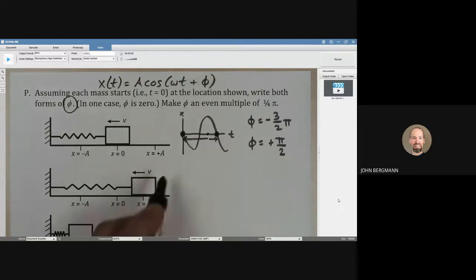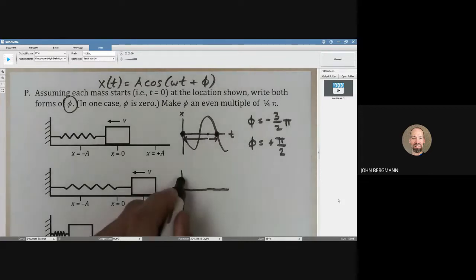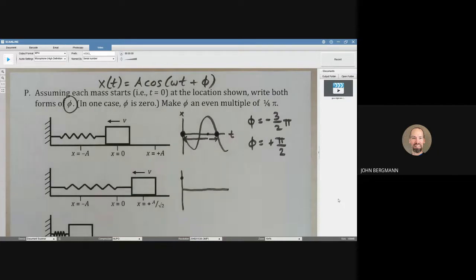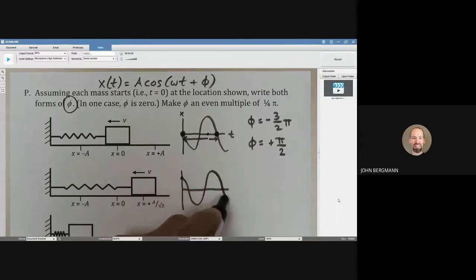Let's draw the graph of this one just real quickly. We're not going to put values on it or anything. We're just going to sketch it so we can get an idea of what things look like so that we can figure out what phi is. All right, let's look at what we're told here. It's a positive x value, but it's not a maximum. So it's maybe right there. And we're moving in the negative direction. So that means the slope here has to be negative. We're going to go down like that, and we're going to start oscillating like that.